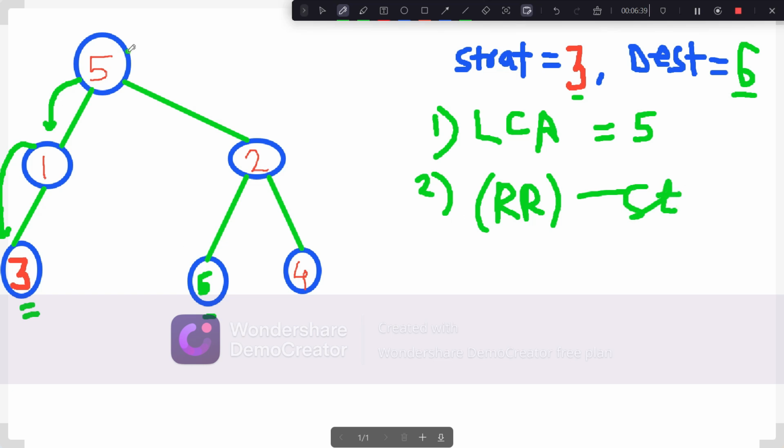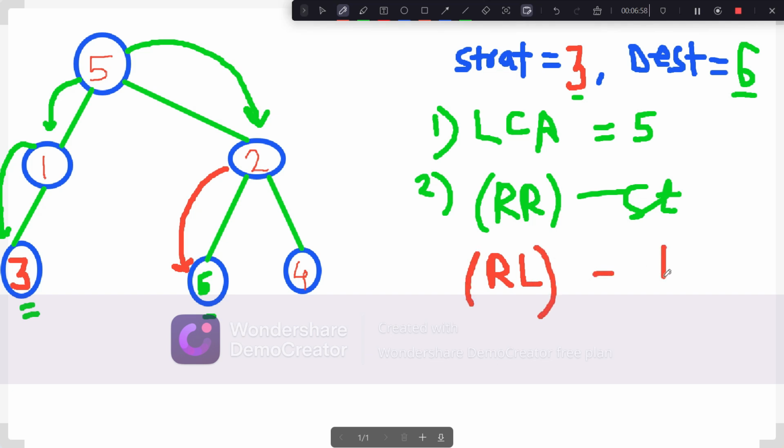So we will start here, we are going in the right direction, correct? So 1 R would be added, and we are at 2. Now we have to go to the left side of it. So this is L. So R and L. This is the destination path, right?